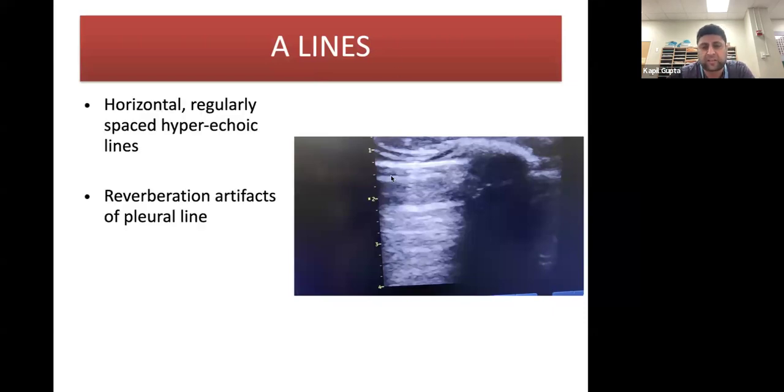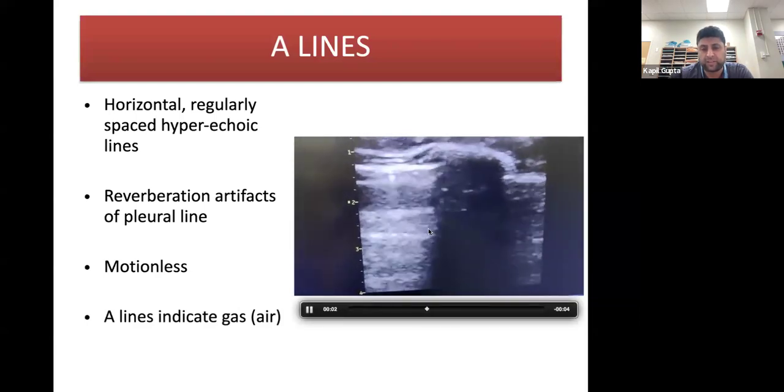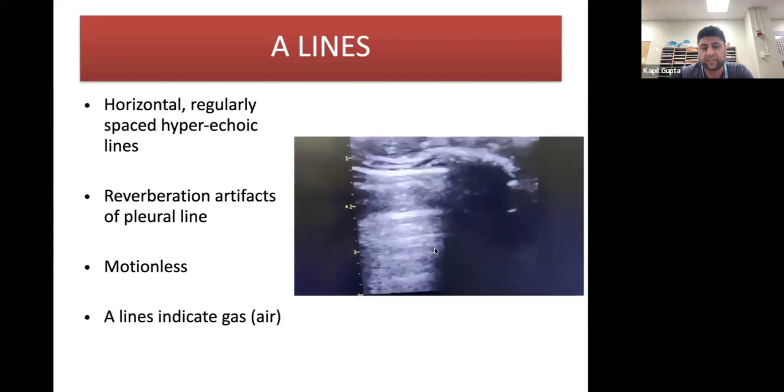The A lines are horizontal, regularly spaced, hyperechoic lines, which are reverberation artifacts of the pleural line. All these lines are below the pleural line and they are reverberation artifacts. And that means it is a healthy and normal lung. That represents basically air in the lungs. And they are motionless, as we see in the video. They indicate air.